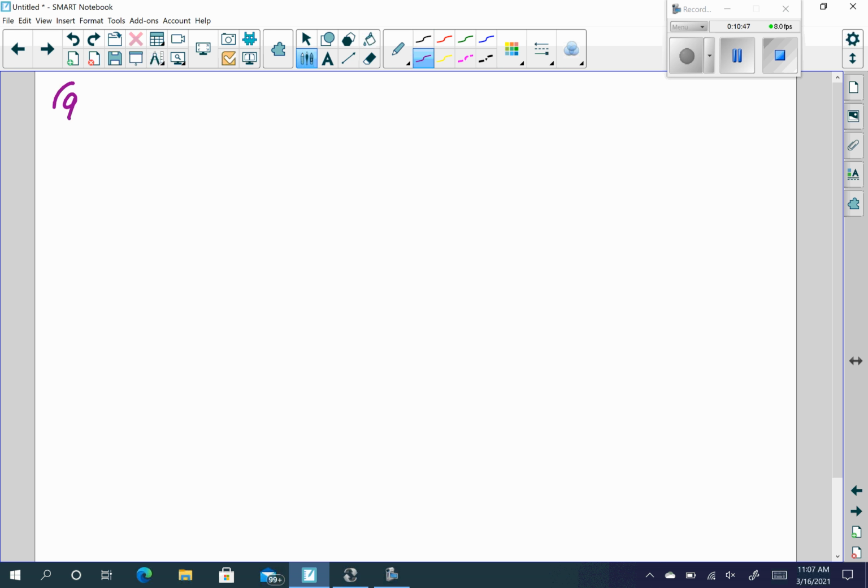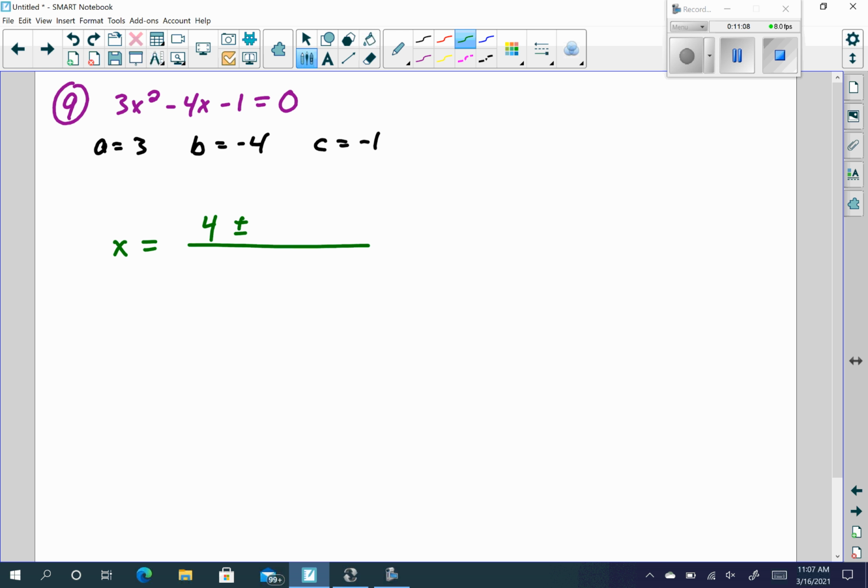All right, and then with number 9, we have 3x squared minus 4x minus 1 equals 0. Here a is 3, b is negative 4, c is negative 1. So the quadratic formula now becomes opposite of b, so it's going to become a positive 4 plus or minus the square root. B squared will give us a positive 16, minus 4 times a times c, which is 4 times 3 times negative 1, will give us a negative 12, over 2a, which is 6.